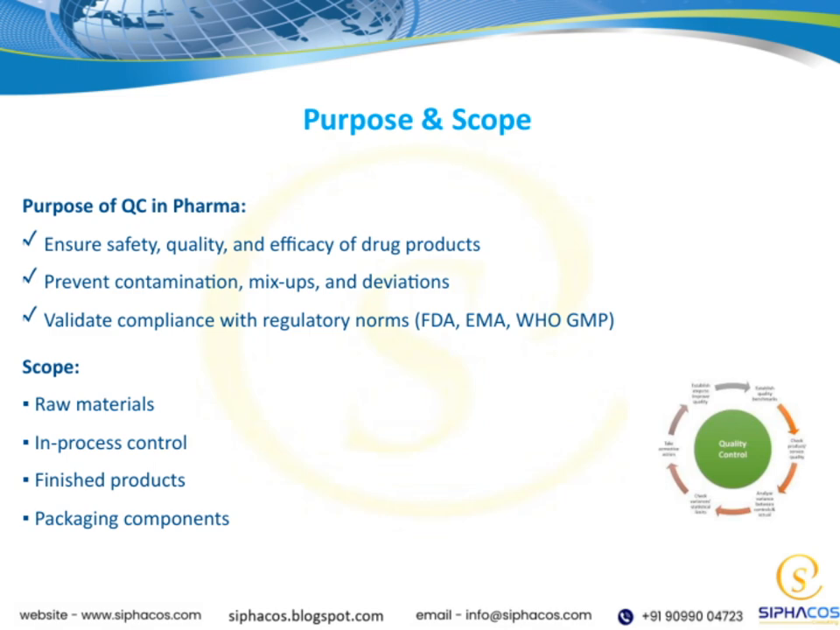Now, when we talk about the scope of QC, it's quite comprehensive. It covers everything from raw materials, the ingredients that go into our drugs, to in-process controls during manufacturing. We also look at finished products before they reach the market, making sure they meet all quality criteria. And finally, packaging components are included, because proper packaging is essential to maintain product integrity throughout its shelf life. Overall, the purpose and scope of QC are fundamental to the entire pharmaceutical process, ensuring that every step aligns with safety, quality, and regulatory standards to deliver reliable medicines to patients worldwide.